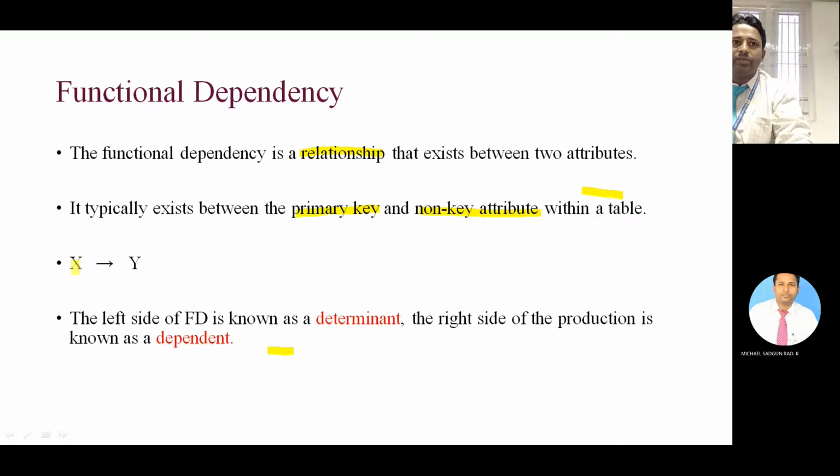Okay, functional dependency will be depicted like this: X arrow Y. So X, the left side one, is called determinant, and the right side one is called dependent. So Y is dependent on the X determinant. Most of the times X will be a key attribute. Generally we have to create a relation like that. We have to maintain a functional dependency between primary key and all the other attributes.